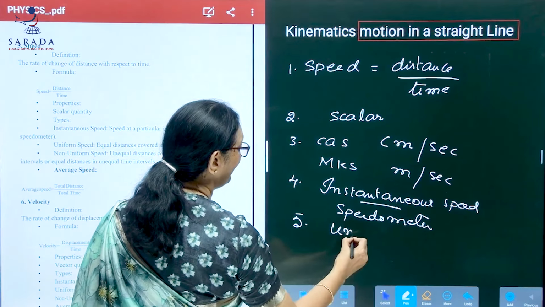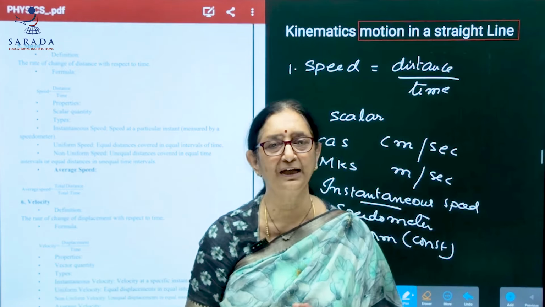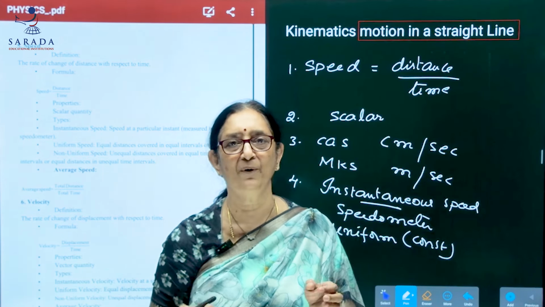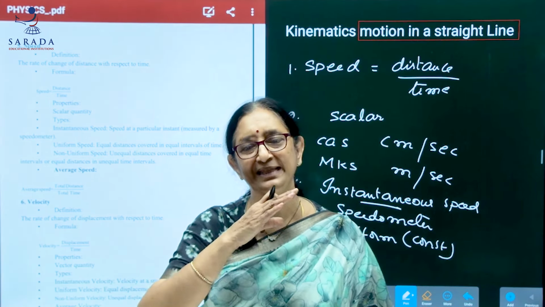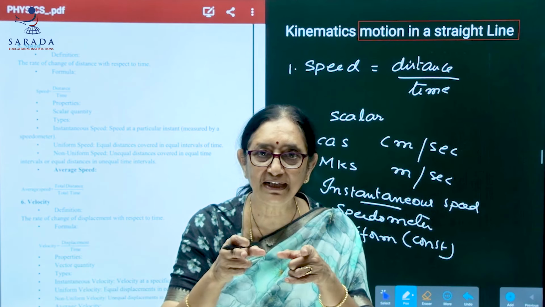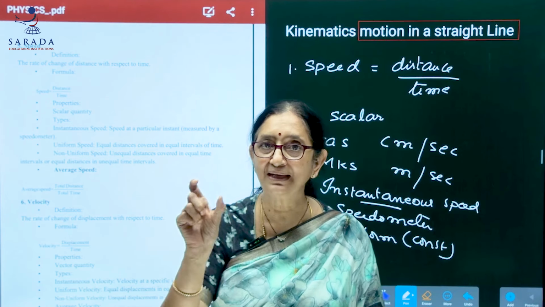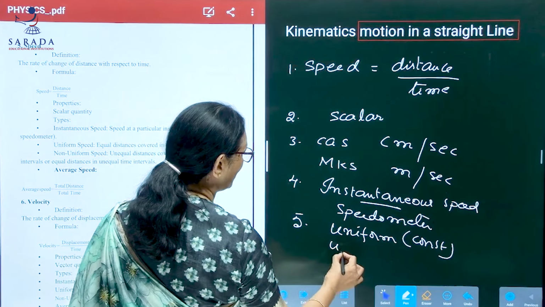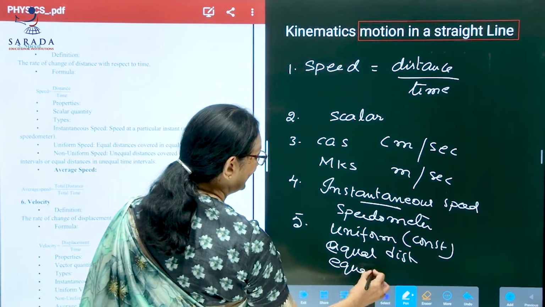And the next is uniform speed. Uniform means constant speed. The speed of a body is said to be constant if it travels equal distances in equal time intervals. Suppose the speed of a body at a particular instant is 5 meters per second. If it is constant, it should move with the same speed, 5 meters per second, throughout its journey. So it has to travel that 5 meter distance in that 1 second time interval. So, if a body travels equal distances in equal time intervals, then the speed is said to be uniform.